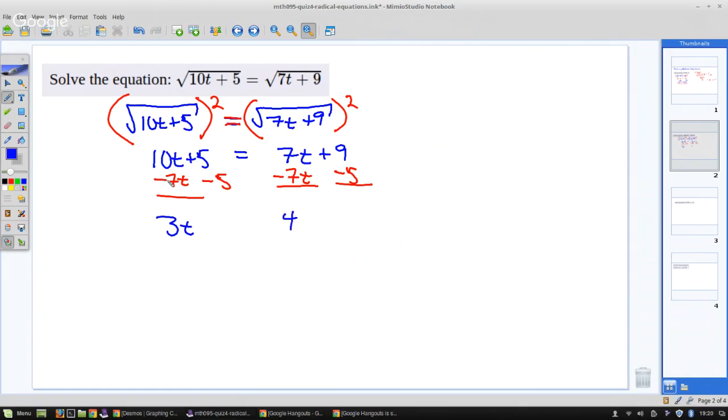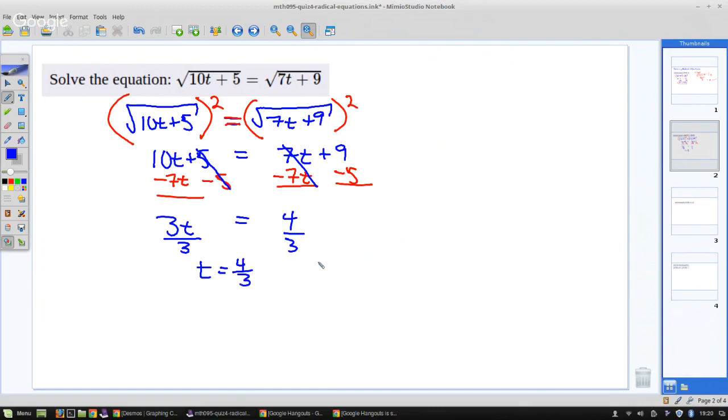And so just double check. I took 7t from each side. On this side I get a 0. On this side I get a 3t. I took 5 from each side. On this side I get a 0. On that side I get a 4. So now I think 3 times t equals 4. So dividing by 3, I think t is 4/3.